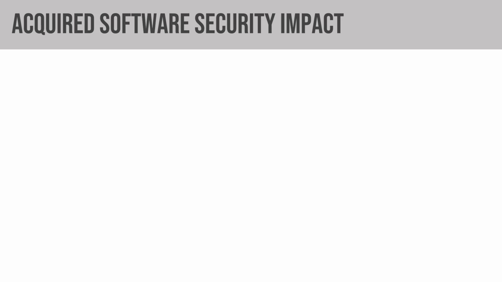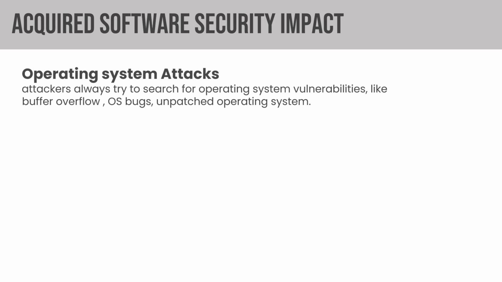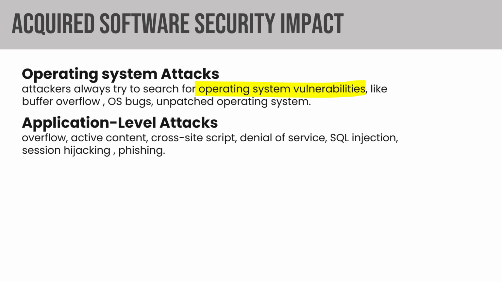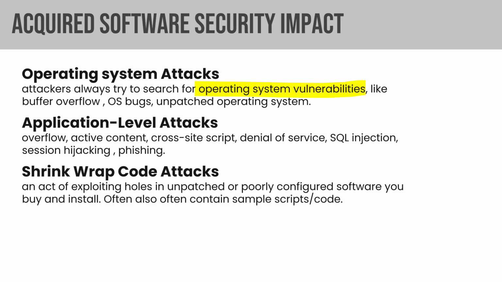And finally, the security impact of acquired software. So 4 categories here. There's operating system attacks. So attackers are always looking for vulnerabilities in an operating system, buffer overflows, other bugs, systems that simply haven't been patched in a long period of time, or patched for specific vulnerabilities. There are application level attacks. We've talked about a few of these: SQL injection, cross-site scripting, denial of service, hijacking, phishing, which is an email-based application level attack. There are shrink wrap code attacks.